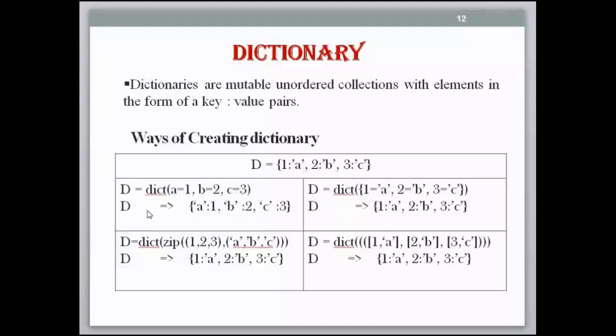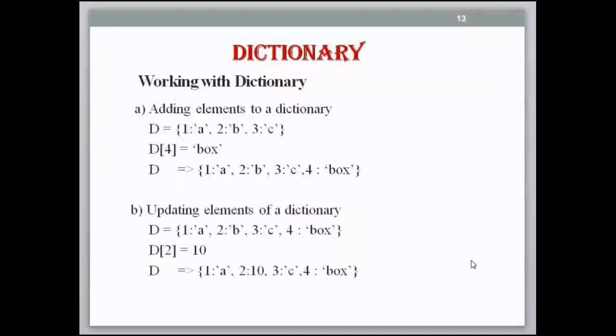Here are some other methods also. Like you can use dict function in this way and in this way, with zip also and in this way also. This is the simplest way. Now working with dictionary. Adding elements to a dictionary. Now how to add a new element?